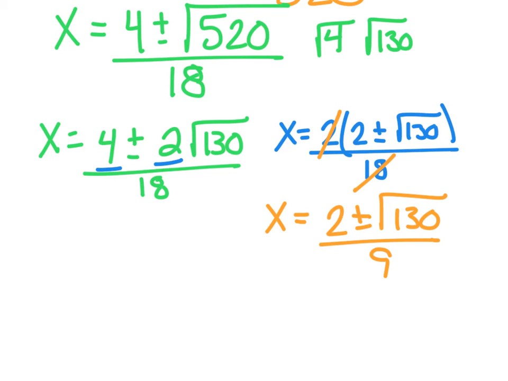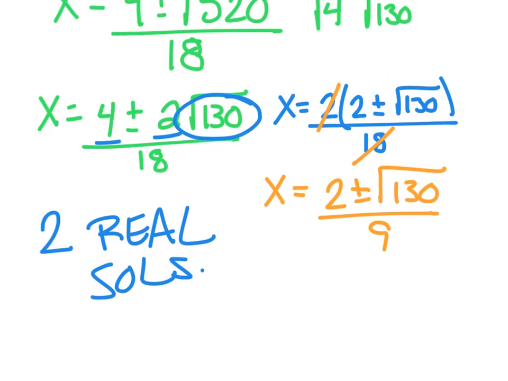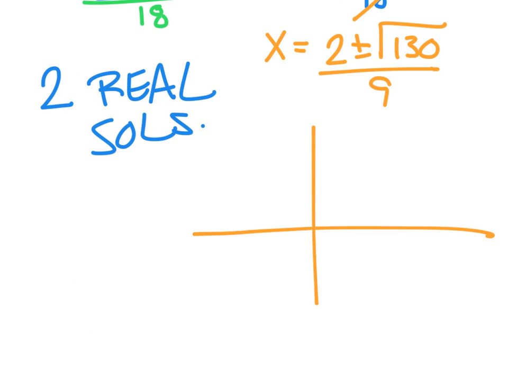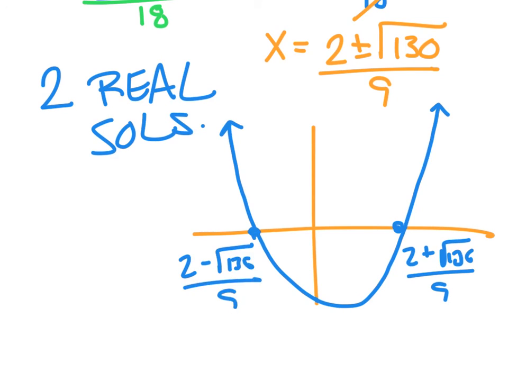Okay, so what does that tell me about my solutions? Well, notice, my discriminant was positive. So I know they're not complex. It wasn't 0, so I don't have to worry about one solution. This tells me I get 2 real solutions. Now, they just don't happen to be nice, that's all. I'm getting 2 real solutions, they're just not the prettiest in the world. So what is that going to tell me about my graph? That means I'm going to touch the x-axis twice. And I know I'm opening upward because that was a positive x squared. And it would be 2 plus radical 130 over 9 and 2 minus radical 130 over 9.